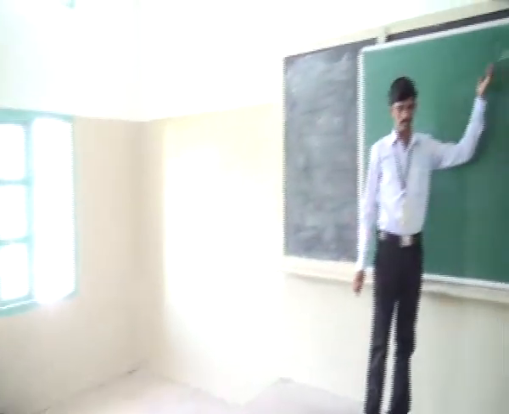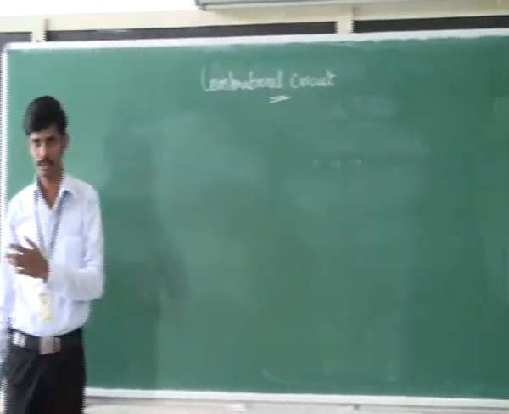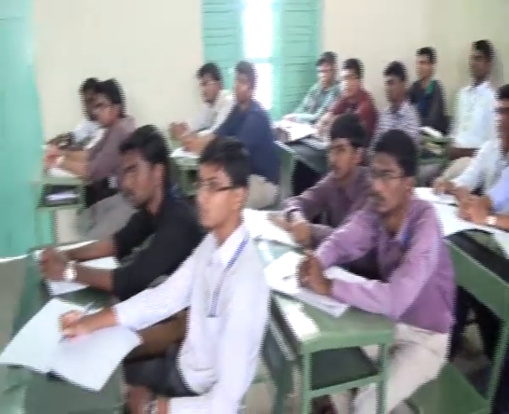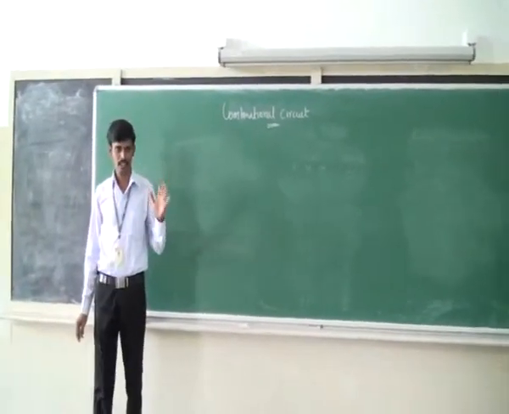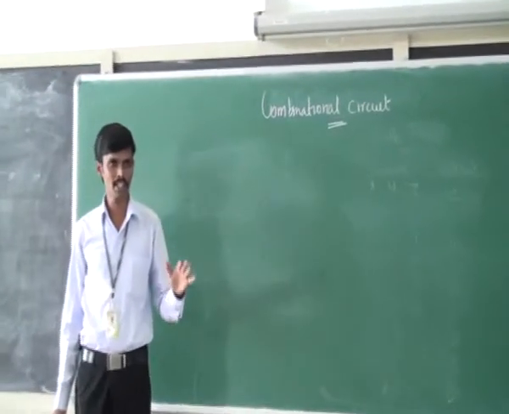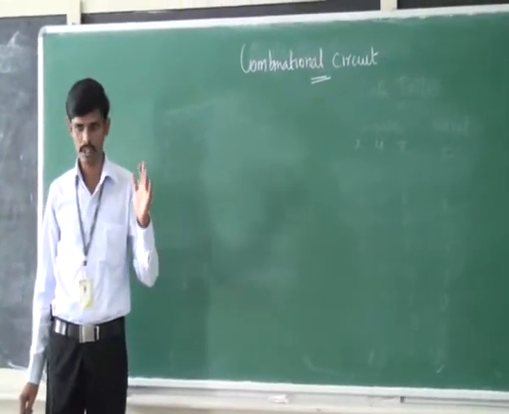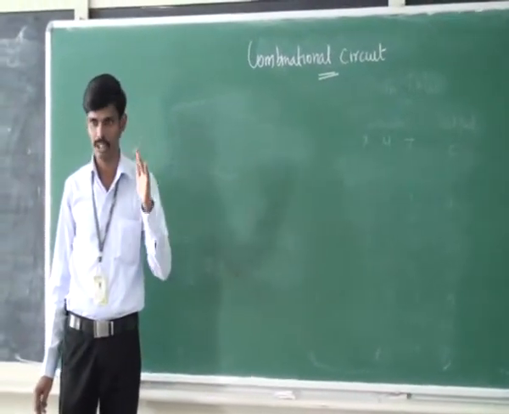Before going to combinational circuit, first let us see what is combinational circuit, what are combinational circuits, and where the combinational circuits are used. The first question is, what is combinational circuit? The combinational circuit is a logic circuit in which the output at any time depends only on the present combination of inputs. In other words, when the logic gates are connected together to produce a specific output for certain combination of inputs, then the resulting circuit is called combinational circuit.